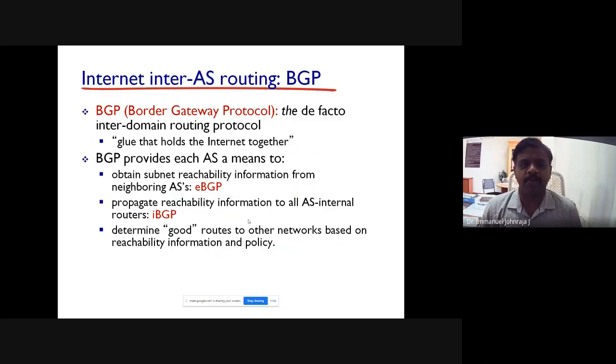How much time? Yeah, I have a few more minutes. I'll try to wind up with BGP. I'll go a little faster, but this will be an easy concept.